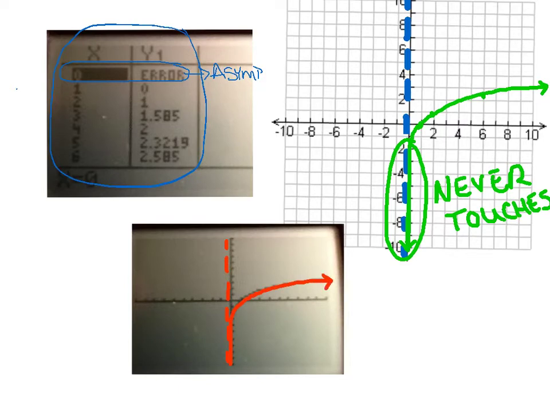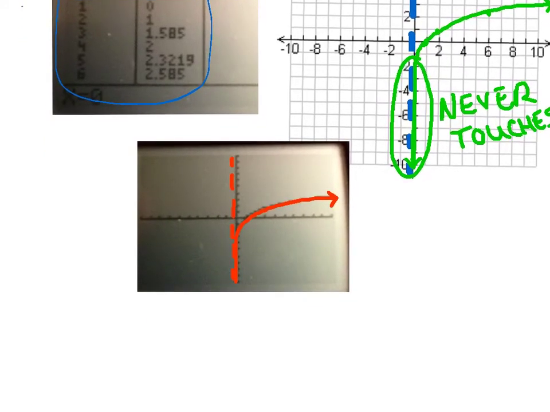Okay, now what I want to do is talk about the domain and the range and the equation of that asymptote. First things first, what's the equation of the asymptote? Well, we know that the asymptote's right on the y-axis, but what's the equation? I'm going to say that the equation is x equals 0, and that's just another way of saying the y-axis.